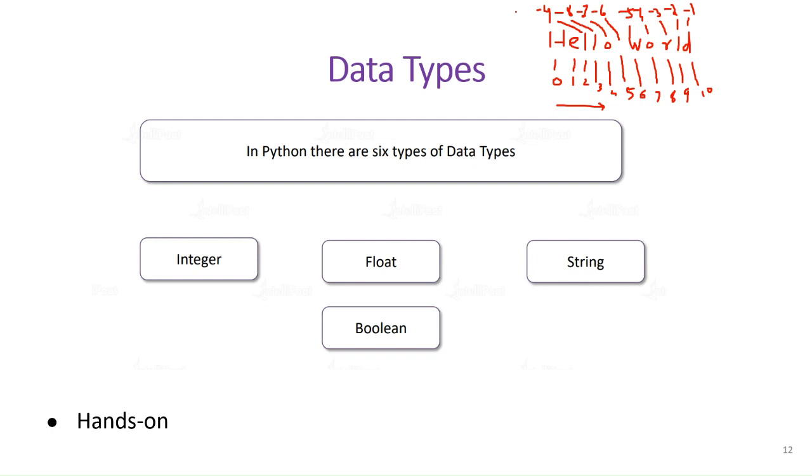Okay, -10 is E, and -11 is H. So we have a negative indexing also. It starts from -1, -2, -3 up to -11. So you can do it in that way also.